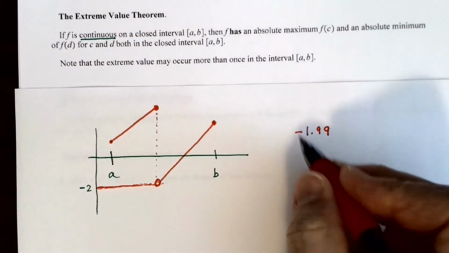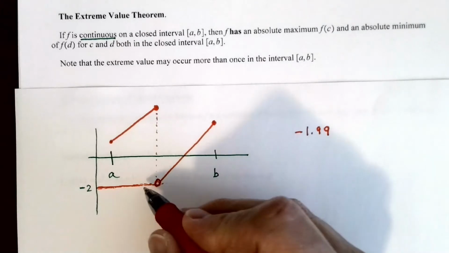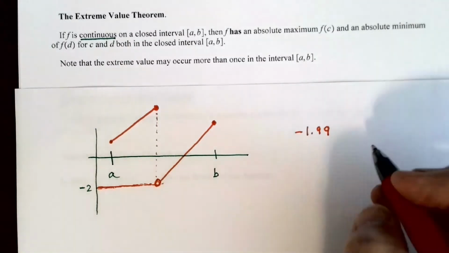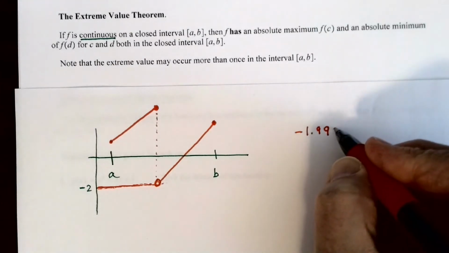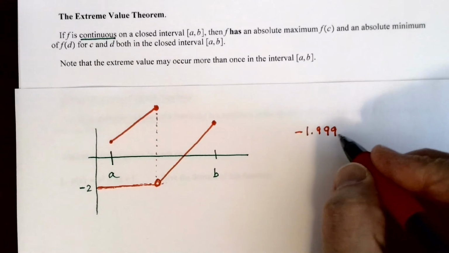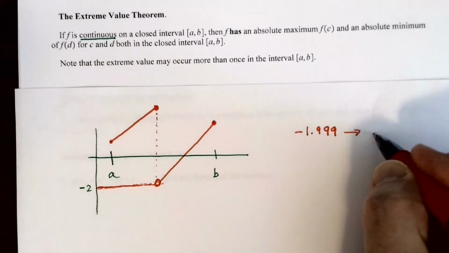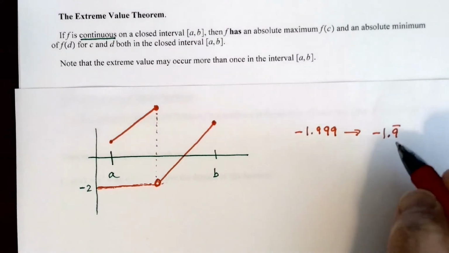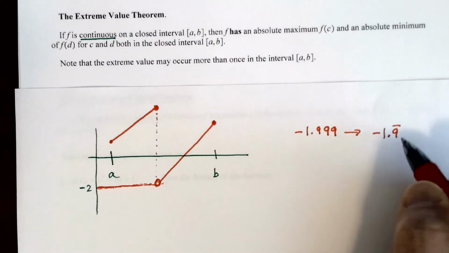So is that the largest number? Smallest number larger than -2? No, because I can go to -1.999, right? And so you can continue this process until you get to what? -1.999 repeating. Sometimes we write it this way. And someone would say, that's the number we're looking for, right?